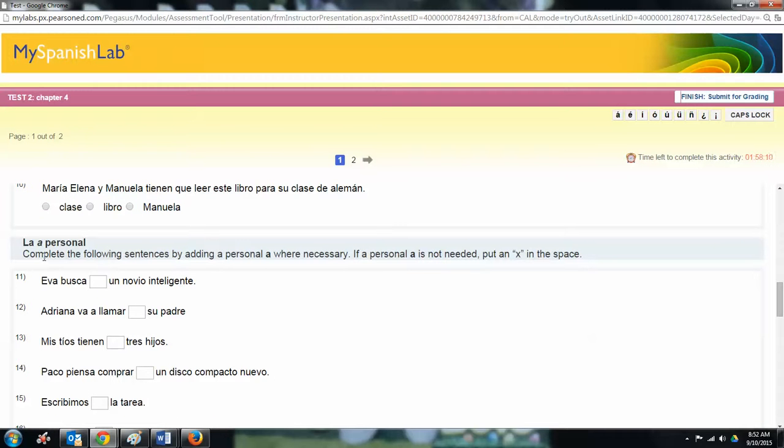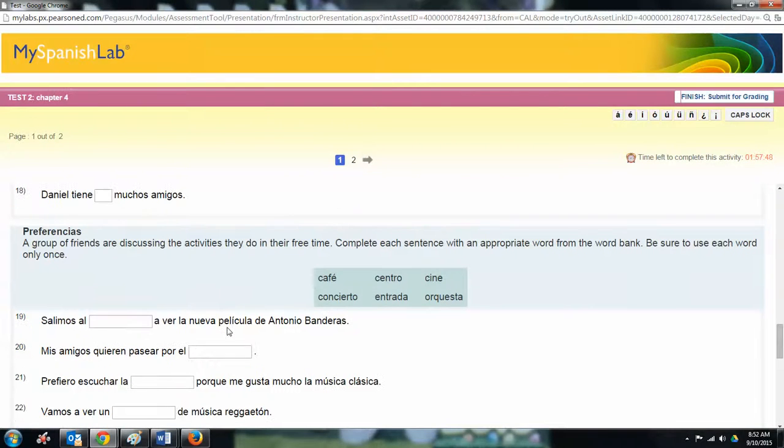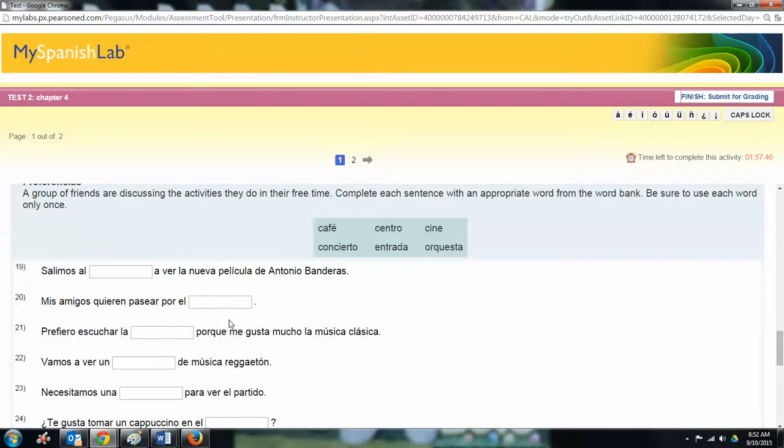Here you're going to decide whether or not you need the personal a, and if you don't, you're going to put an X. Remember that you use the personal a when your direct object is a specific person or animal, and remember that it doesn't get used after the verb tener, and it also doesn't get used in want ads or personal ads, or sentences that read like that.